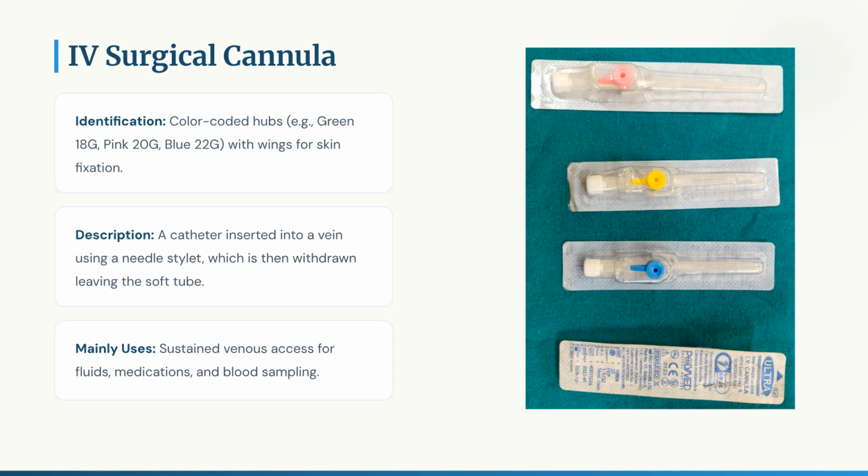The IV surgical cannula features color-coded hubs and wings for skin fixation. It provides sustained venous access for fluids, medications, and blood sampling.